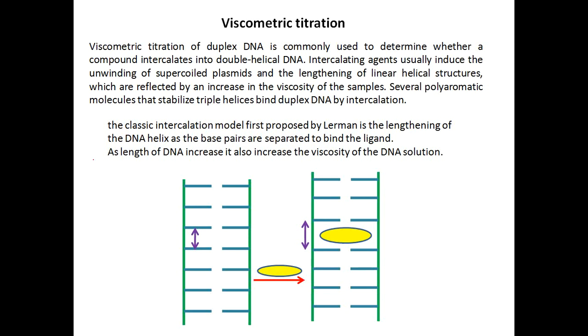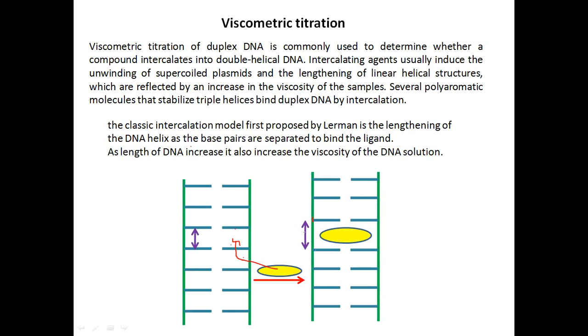So this is based upon a classical intercalation model which is proposed by Lerman. The classical intercalation model proposed by Lerman states that the lengthening of the DNA helix occurs as the base pairs are separated to bind the ligand. So when the ligand tries to bind to the DNA, right? If the DNA is trying to accommodate this ligand between this base pair and this base pair, the base pairs shift, they change to accommodate this ligand, right?